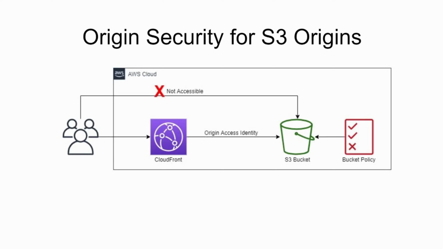If we want to accomplish the same thing for S3 origins, we can block all user access to the S3 bucket from URLs other than the CloudFront URL. And the way to do this is by creating a special CloudFront user called the Origin Access Identity. You then give the Origin Access Identity a permission to read the files in your bucket. Then you update the bucket policy to block all requests except the Origin Access Identity.